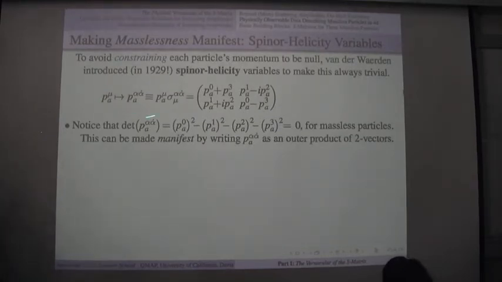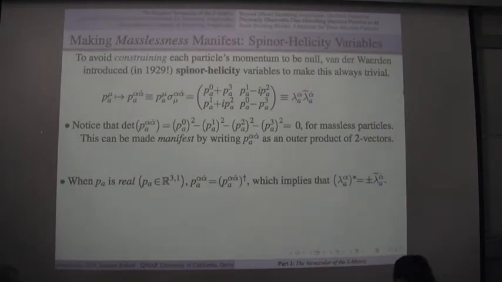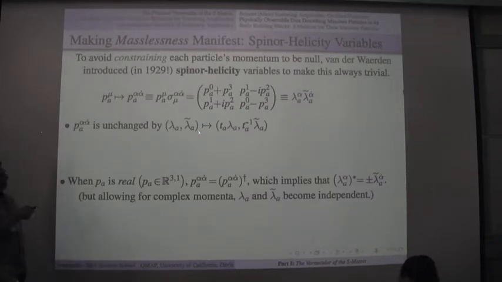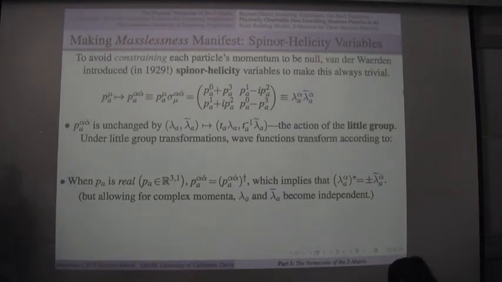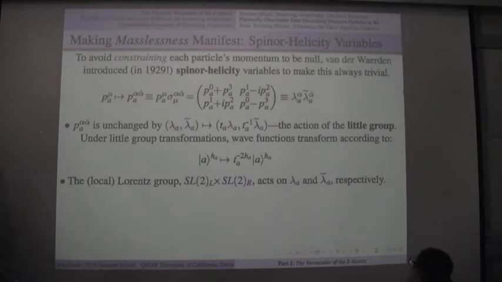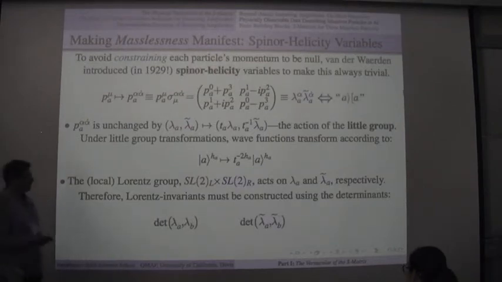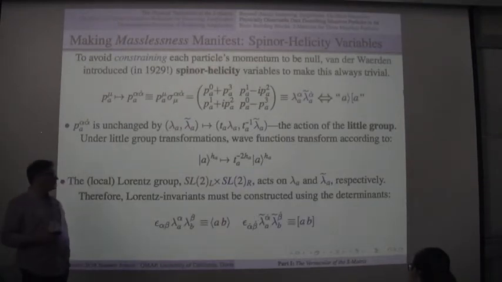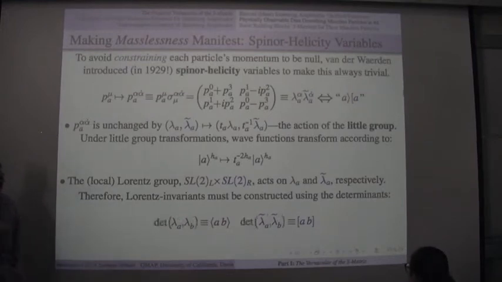So P, this corresponds to, I can dot them into the Pauli matrices and get a 2 by 2 matrix. We can write this as lambda, lambda tilde in the normal way. When P is real, lambda and lambda tilde are complex conjugates up to a sign. There's the little group, which leaves the momentum invariant, but does not leave invariant wave functions, external wave functions, and therefore on-shell functions scale in a uniform way, depending on the helicity of the particle. And the Lorentz group acts as SL2 left times SL2 right on lambda and lambda tilde respectively, and that means that Lorentz invariants are built out of determinants here. So angle bracket, square bracket, that's my notation. If you like epsilons, that's the formula.